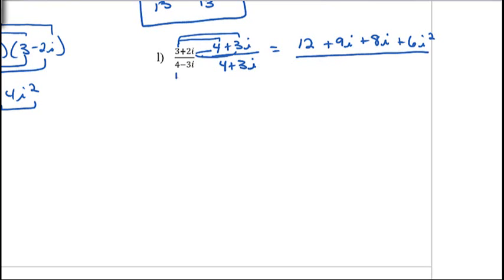And in the denominator, do FOIL. 4 times 4 is 16. 4 times 3i is plus 12i. Negative 3i times 4 is negative 12i. And negative 3i times 3i is negative 9i squared.